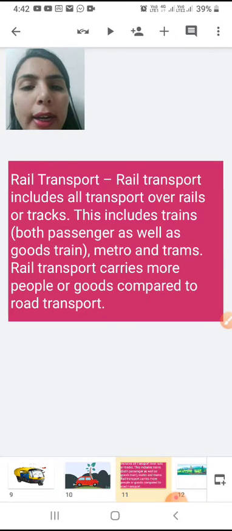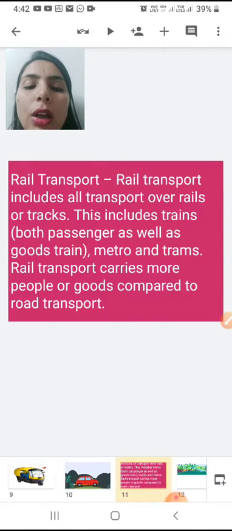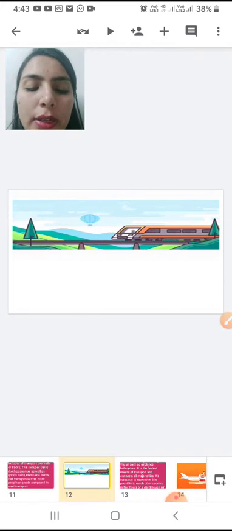And now see rail transport. Rail transport includes all the transport over rails or tracks, which are metros, trams, trains. So these are all rail transport. It carries people and goods.